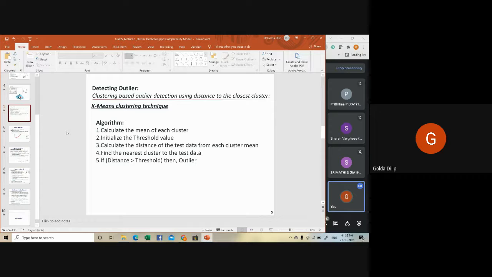Then of course you need to find the distance of the test data to each cluster average. And if the distance between the test data and the closest cluster is greater than the threshold value, then you can easily classify it as an outlier. So that's how I've modified the k-means clustering technique, just to show you how an outlier can be detected.